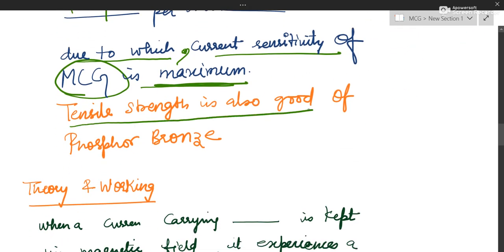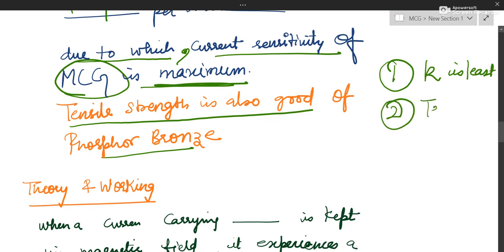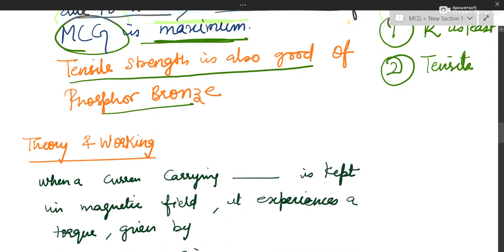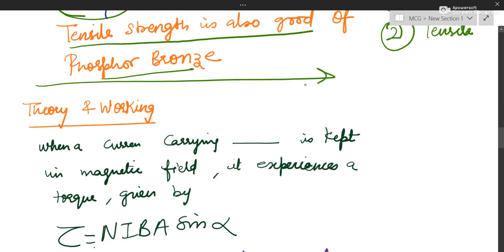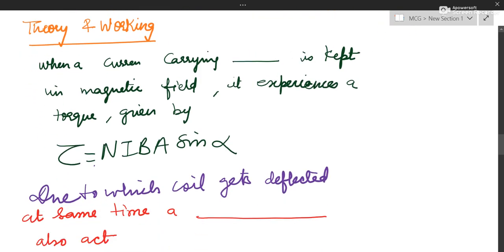Tensile strength is also good of phosphor bronze. So two benefits. Number one is K is least. K means torsional constant. Number two, tensile strength is good. Elastic strength is good. Okay. So this was all about construction. Now coming to the theory and working. Theory and working will begin with this.